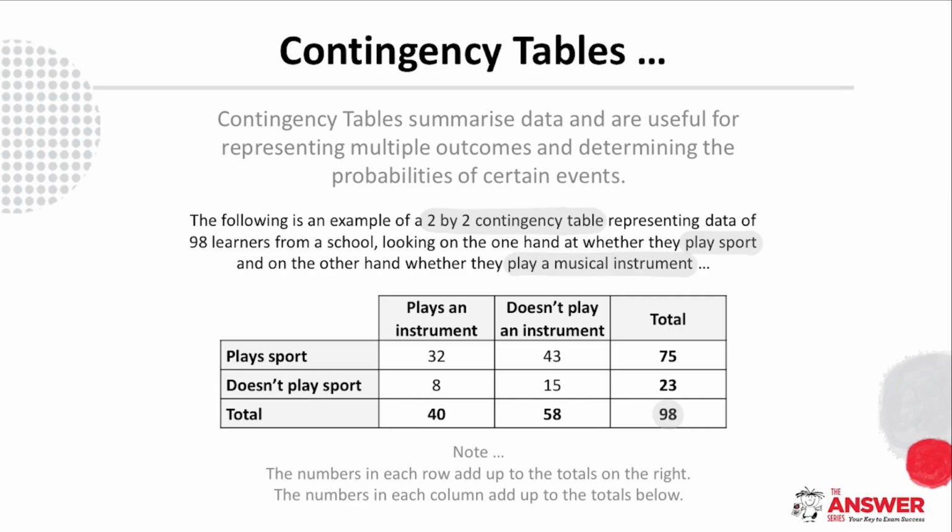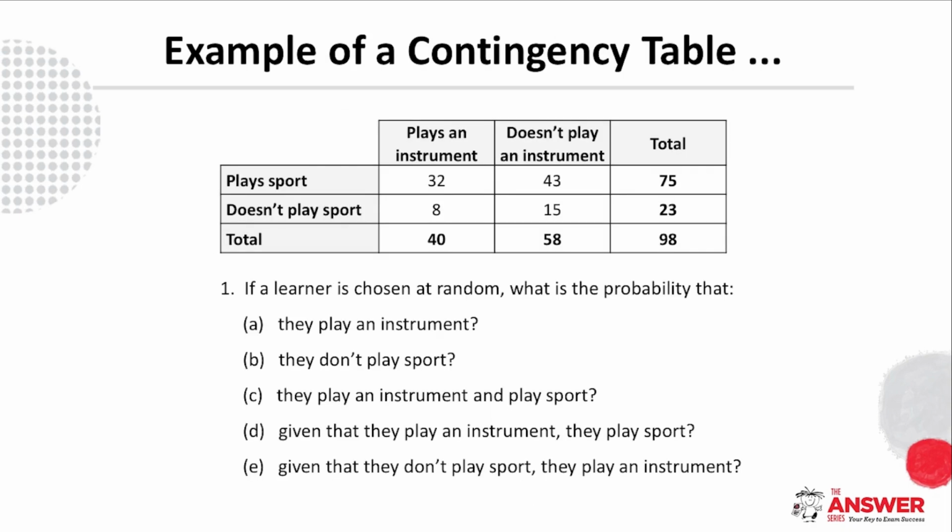Let's go on now to see some questions on this information. So first, let's have a look through the questions. And I recommend pausing after each to try it yourself. The key when working with data from a contingency table is to be mindful of which total you need to work with. Okay, so if a learner is chosen at random, what is the probability that A, they play an instrument?